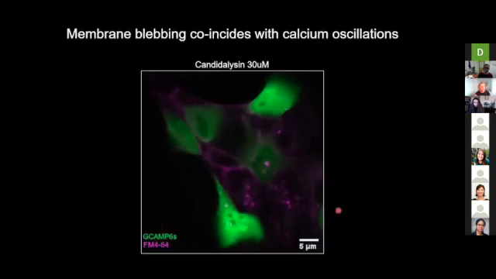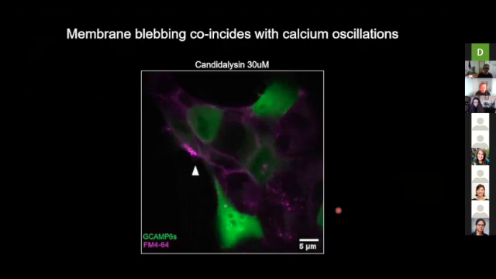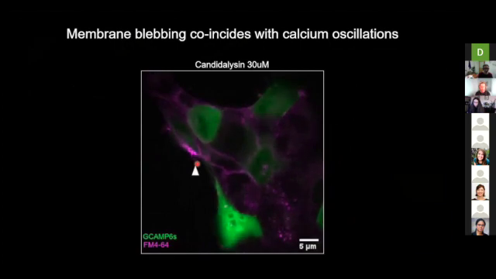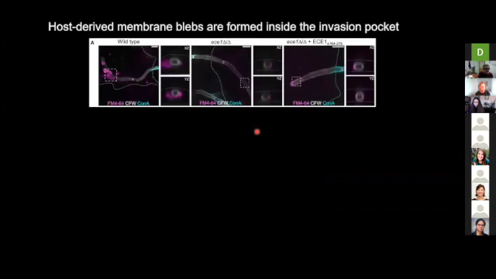When we're looking at the epithelial membrane during these oscillations, and when we're adding Candidalysin, we see this blebbing pattern where the epithelial membrane blebs a little bit and kind of sheds away almost. At this time, we had no idea what this was. We wanted to investigate a little bit more, of course.